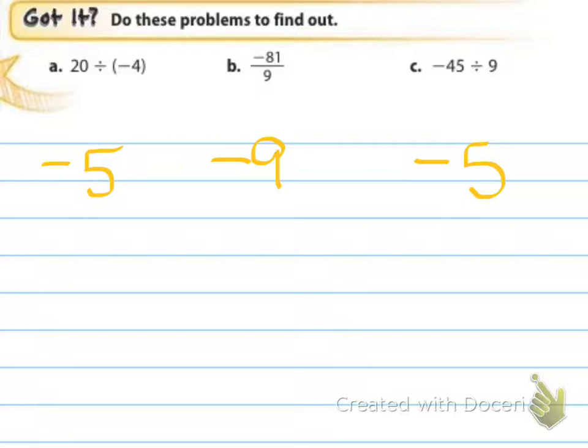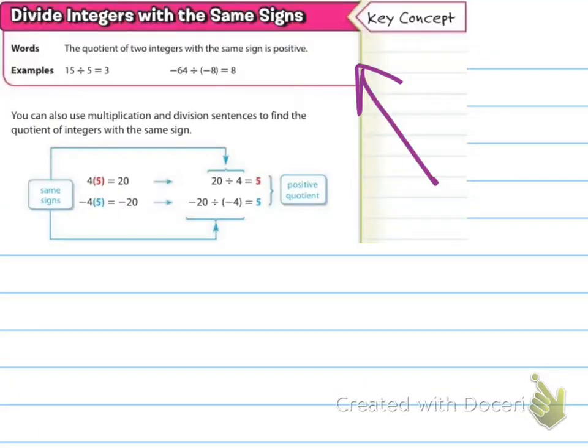Alright, so -5, -9, and -5. You're just dividing and taking the sign negative because each of these are different signs, so it's a negative answer. Dividing integers with same signs, those are always going to be positive. So the quotient of 2 integers with the same sign is positive.